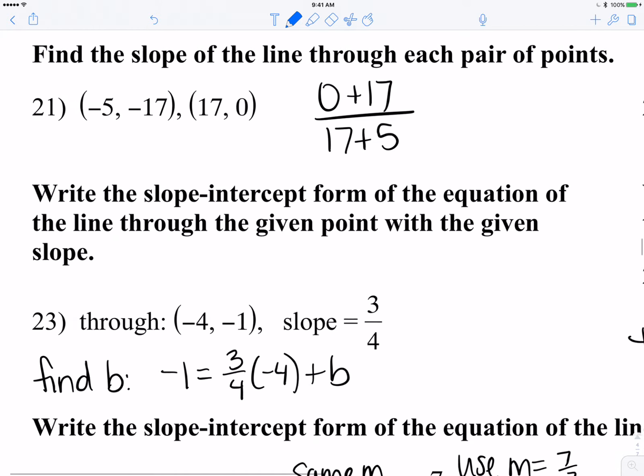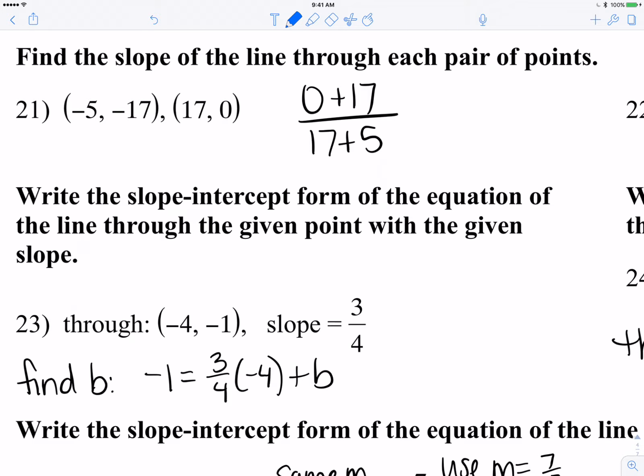Number 21. Find the slope of the line through each pair of points. So we do y minus y on top. So 0 minus -17 is 0 plus 17. Then x minus x in the denominator. So 17 minus -5 is 17 plus 5. So that gives me a slope of 17 over 22.